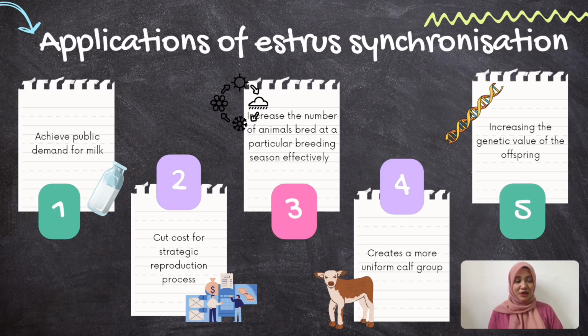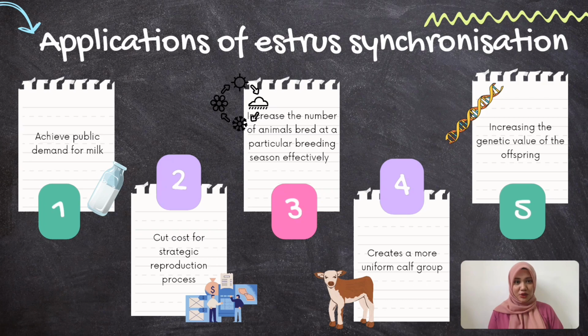Today, I will be talking about the agriculture and general application related to estrus synchronization that are able to achieve public demand for milk, cut costs for strategic reproduction process, increase the number of animals bred at a particular breeding season effectively, create more uniform calf groups, and increase the genetic value of the offspring.